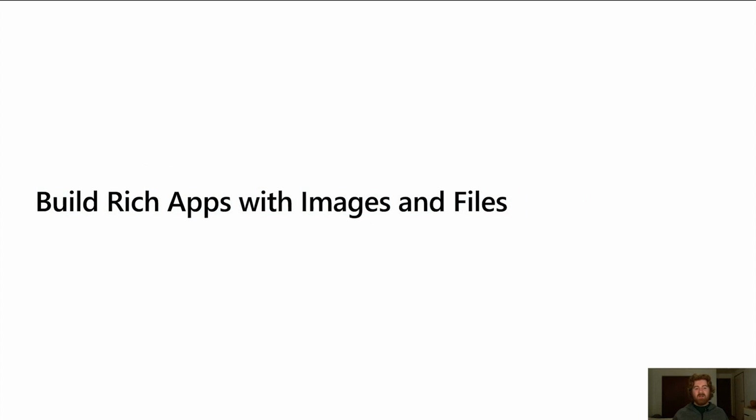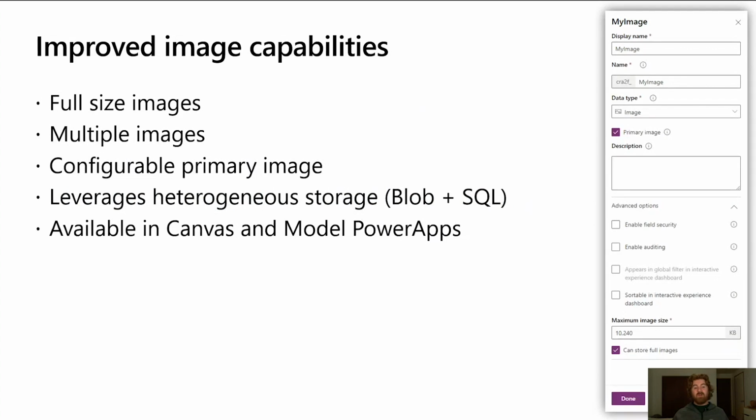I'd like to talk a bit about how you can build rich applications with images and files. First, we have improved image capabilities within the Common Data Service, where we support full-sized images, multiple images. They provide you with configurable primary images. Behind the scenes, we leverage heterogeneous storage using Blob and SQL. You don't have to worry about that. And now this is available for you in both Canvas and model-driven Power Apps.